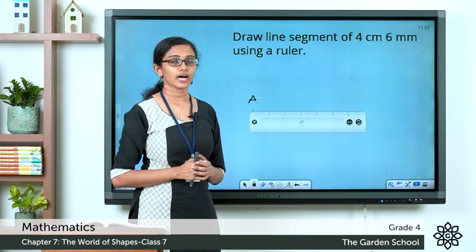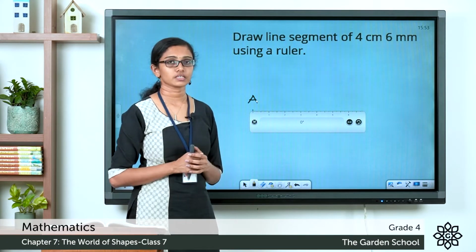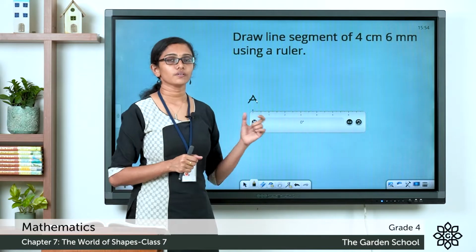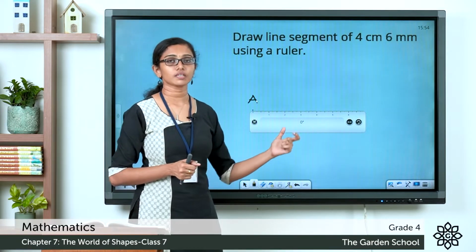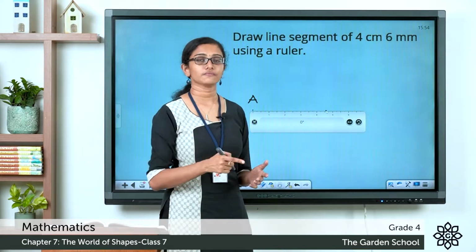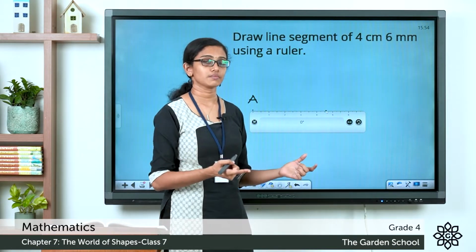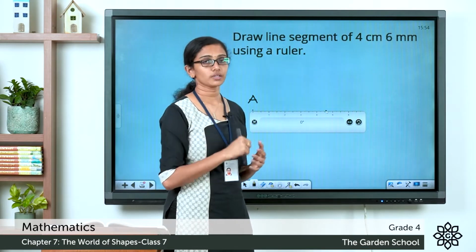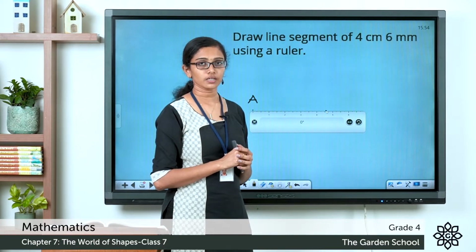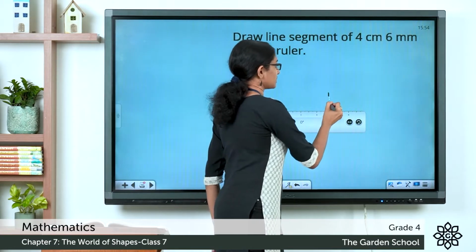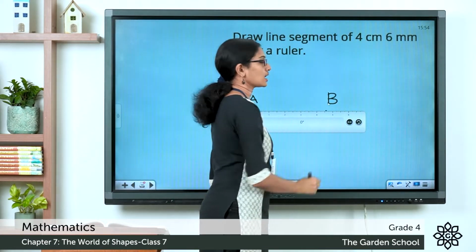Between 4 and 5 you can see 10 divisions. And in the middle of 4 cm and 5 cm, you can see the 4 cm, 5 mm mark. The first division after that is 4 cm, 6 mm. You have to put a point corresponding to that measurement there in your notebook. Then you have to name that point. I'm naming it as B.